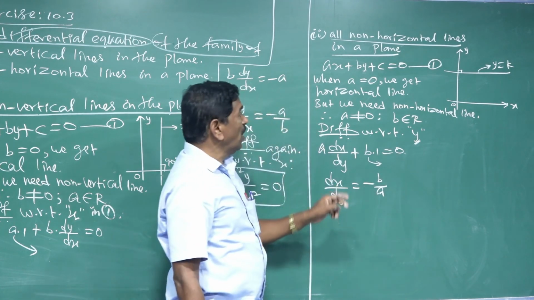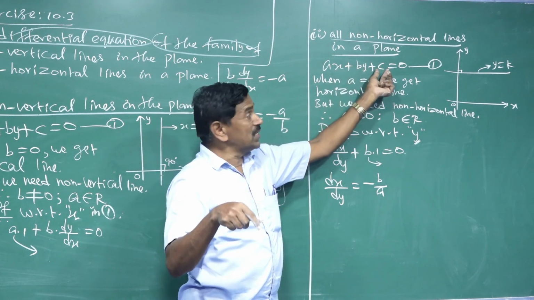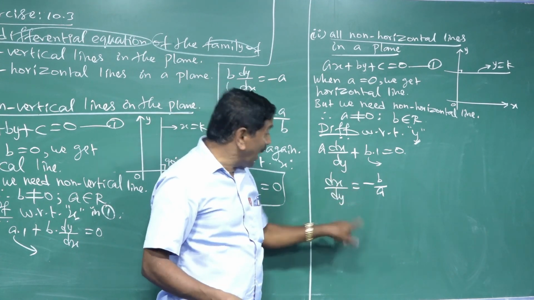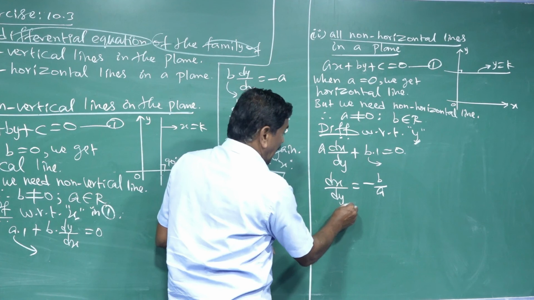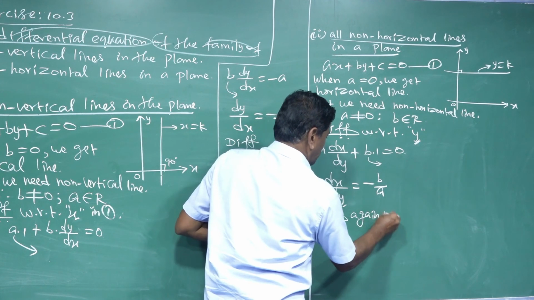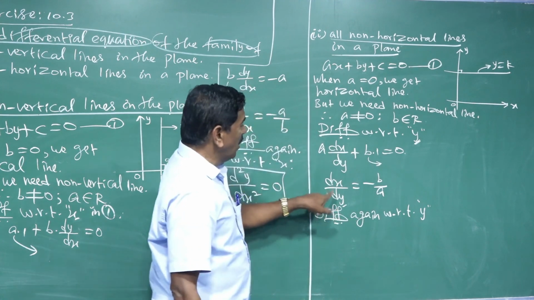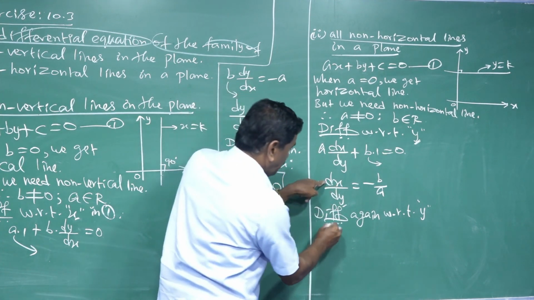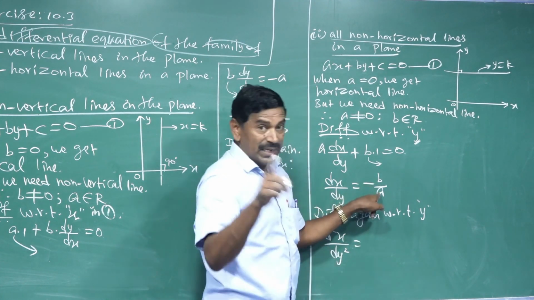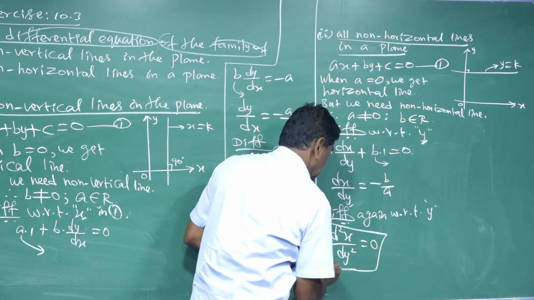Now where a and b are two arbitrary constants and c is the fixed constant, so there are two arbitrary constants. I want to differentiate twice. Now differentiate again with respect to y. We get one more time differentiation, d square x by dy square, which is equal to 0, because minus b by a is a constant, and constant differentiation is 0.